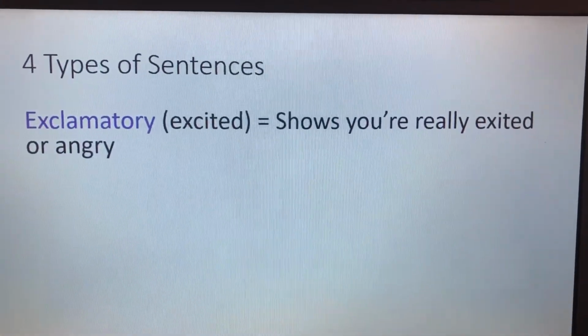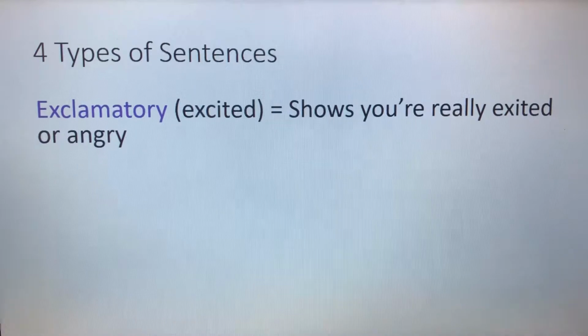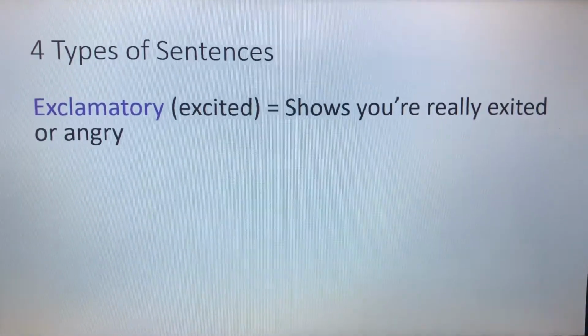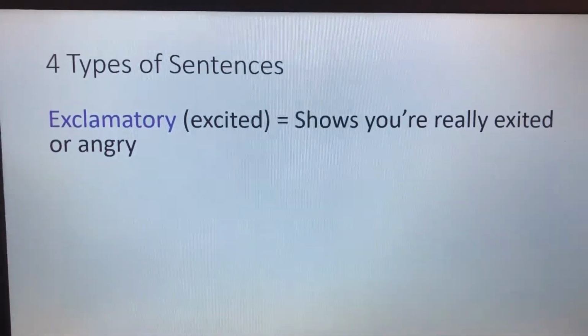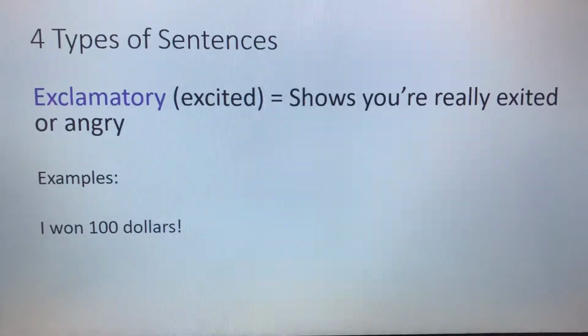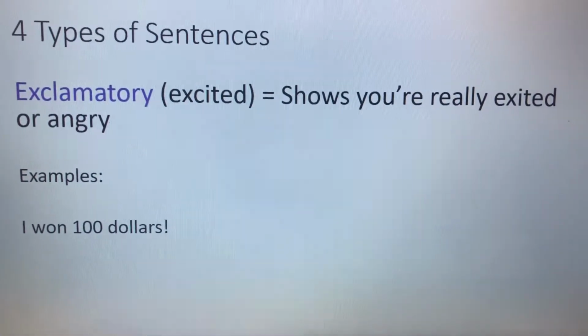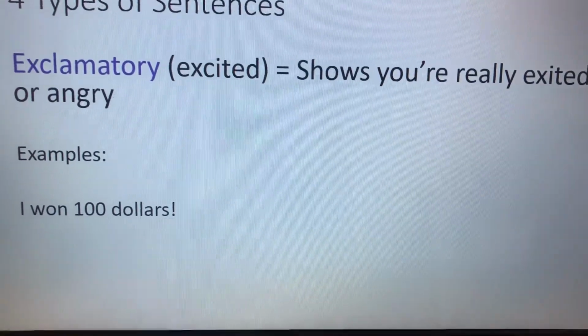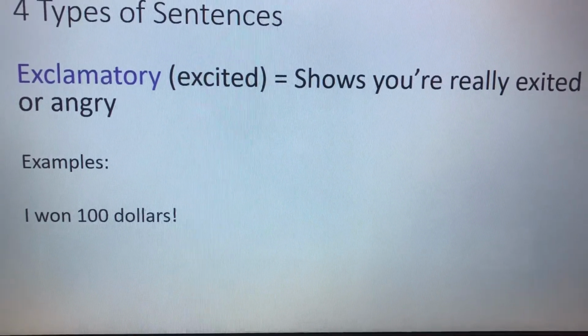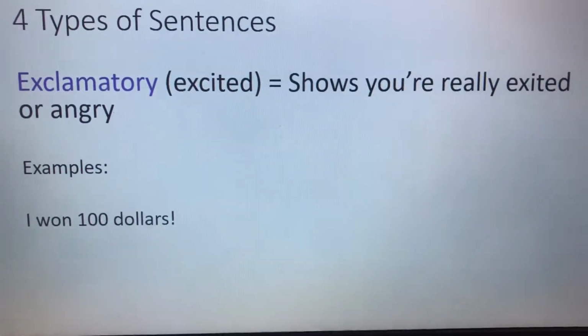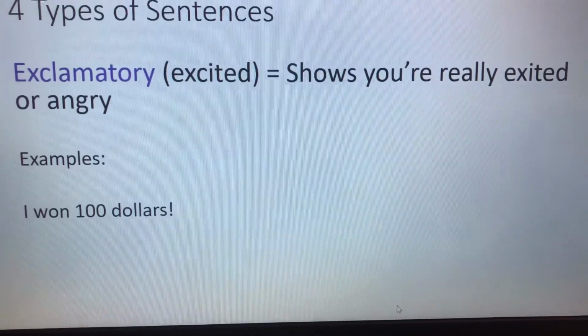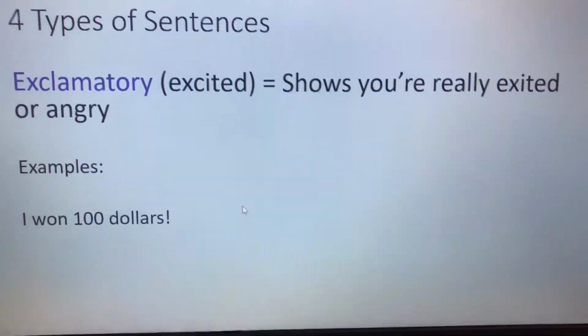Then there's the exclamatory or an excited sentence. That shows that you're really excited or angry. So like, I won $100! You're probably not just going to say, I won $100. Now you're excited, and that exclamation mark at the end shows that you're excited.